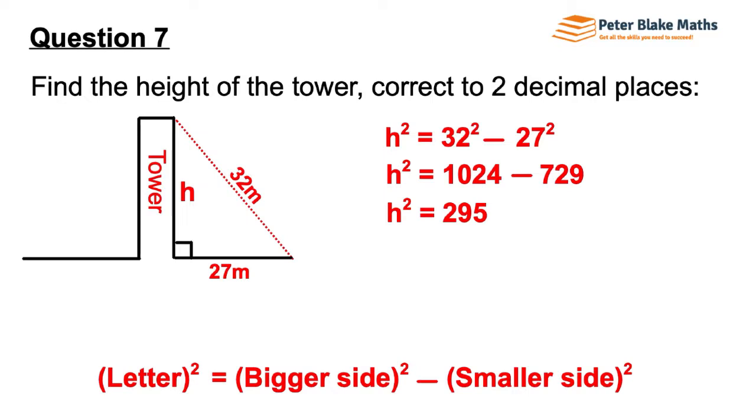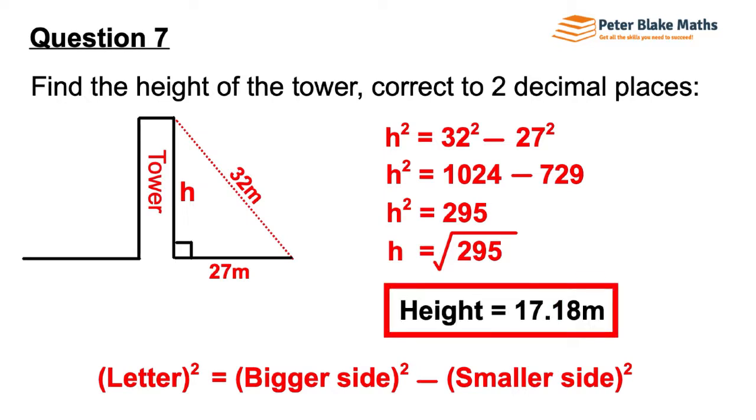To undo a square so we get the final simple H there, we'll have to square root both sides. So square root of 295 ends up being a height of 17.18 meters. The question asked us for 2 decimal places, so we'll round that off to 2 decimal places there. And also we've got meters because we're just finding a height there. We don't have to use square units or cubic units on that one. So final height 17.18 meters.